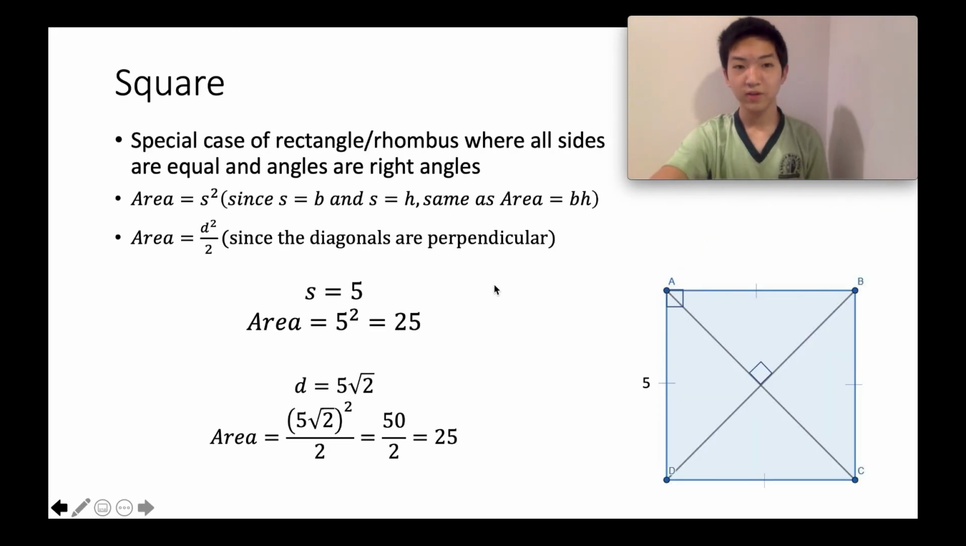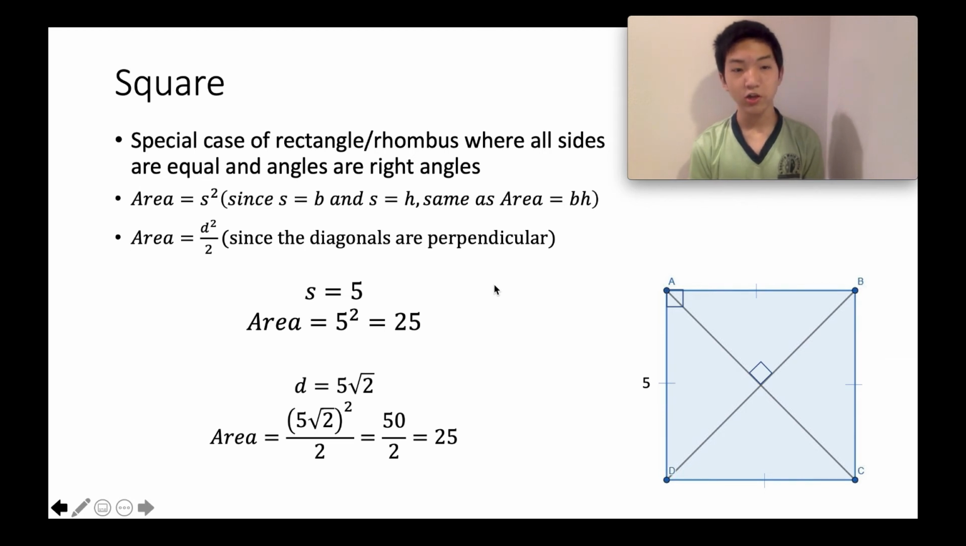Finally, we will cover a square. A square is a special case of a rectangle and rhombus where all sides are equal and all angles are right angles. So it's essentially a combination of the two. The formula for the area of a square is equal to one of its sides squared, since a side is equal to a base, and it's also equal to the height. So it's really the same as the rectangle formula or all other formulas.